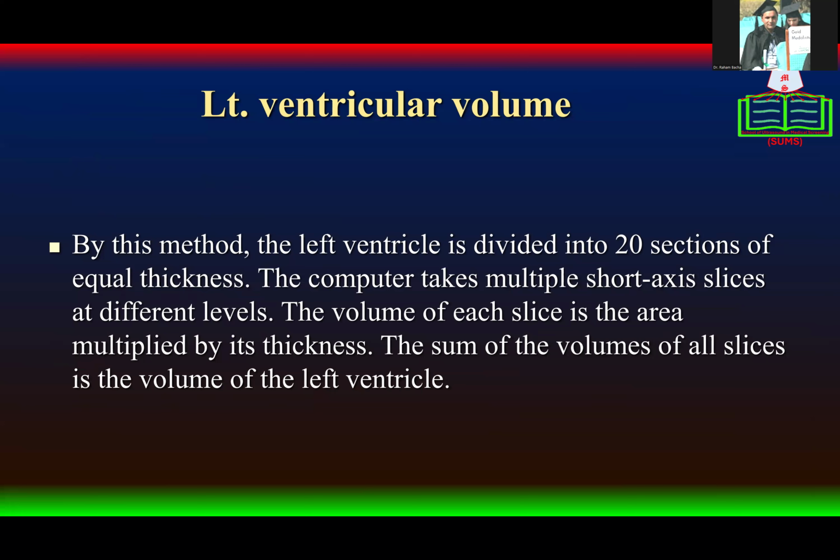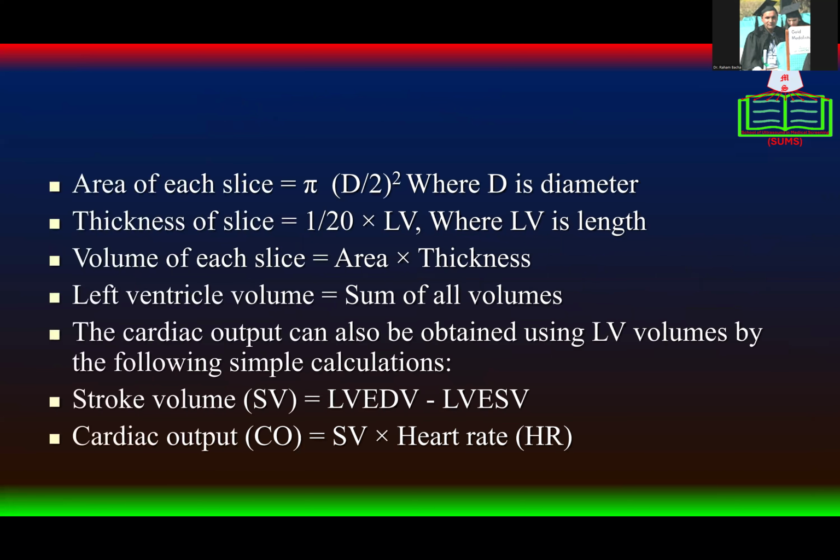The left ventricle is divided into 20 sections of equal thickness. The computer takes multiple short axis slices at different levels. The volume of each slice is the area multiplied by the thickness. The sum of the volume of all the slices will result in the volume, and this volume will be a little bit more realistic as compared to the Teichholz equation or the cubed equation. So the area of the slice will be calculated. For example, the entire ventricle is divided into such 20 segments.